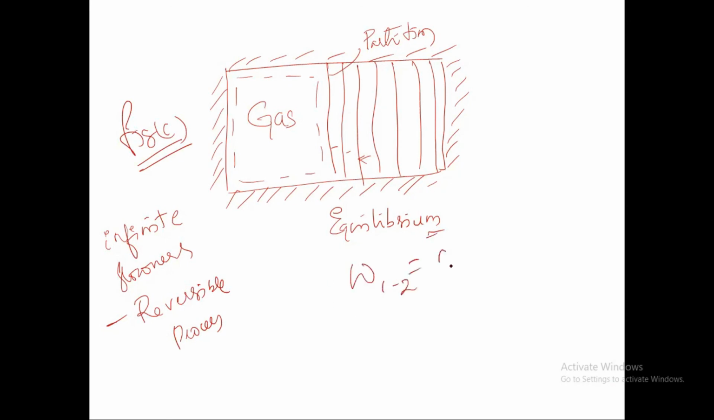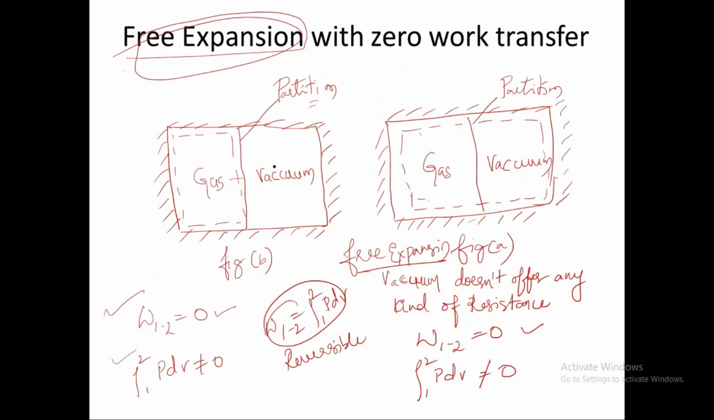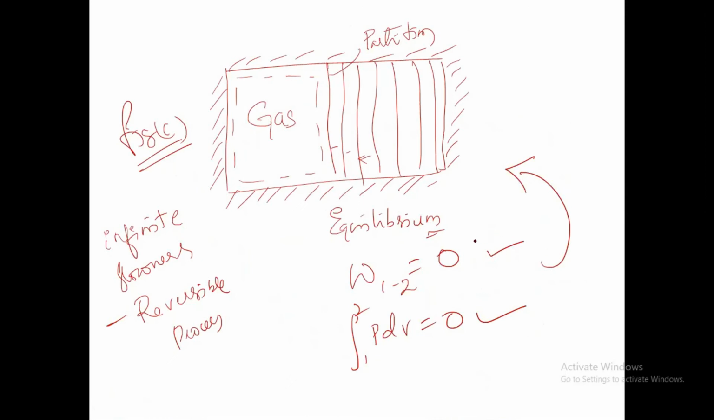Simply, you can say vacuum doesn't offer any kind of resistance. Work done is 0, and at the same time, you can say integral 1 to 2 PdV is equal to 0. This is also true for figure C. Whereas in figures A and B, integral PdV is not equal to 0 because those two are not reversible processes. You can say that based on vacuum there is a free expansion, and work transfer for a free expansion is 0, and at the same time integral PdV is also equal to 0 because figure C represents a quasi-static process or a reversible process.